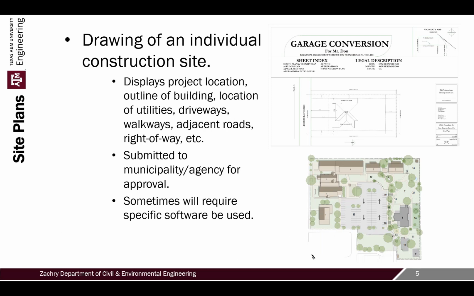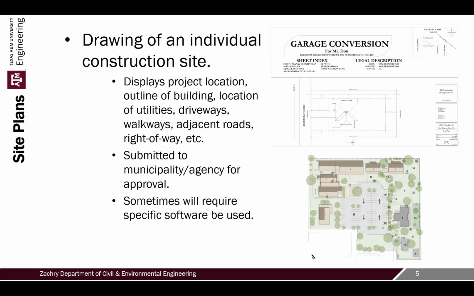So I had this before, but I want to go back over it. When you're drawing an individual construction site, there's certain things that you have to provide, information that you have to have. So project location, where the building's going, location of utilities, driveways, walkways, all that stuff. The city expects to see that whenever you turn in your drawings to be approved by the city or whatever agency you happen to be going for.